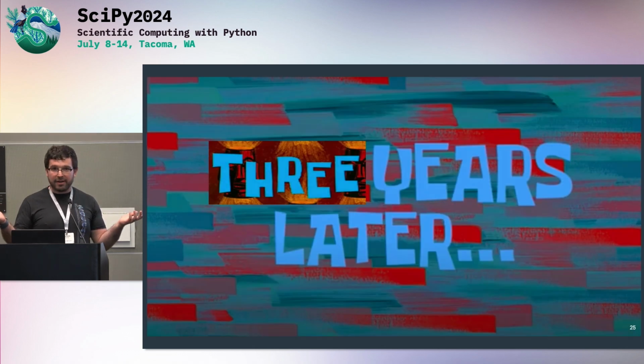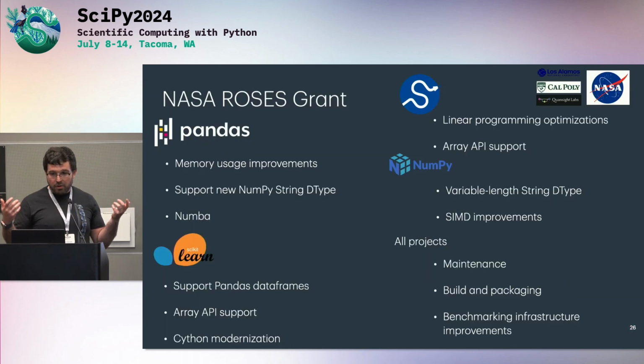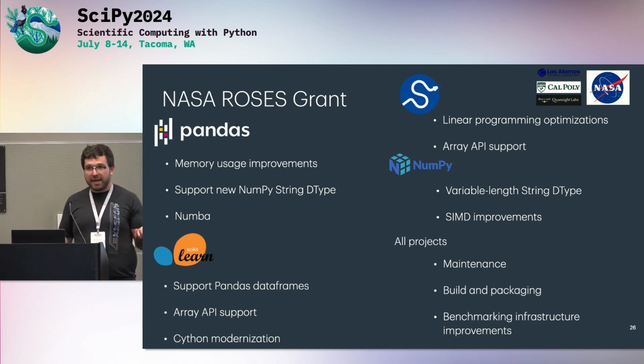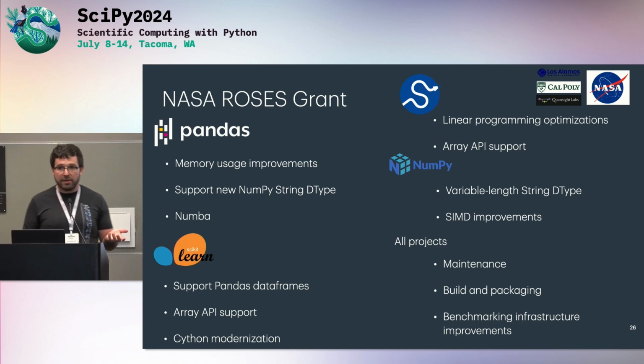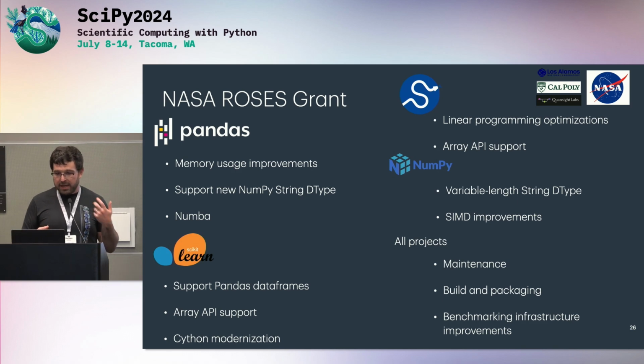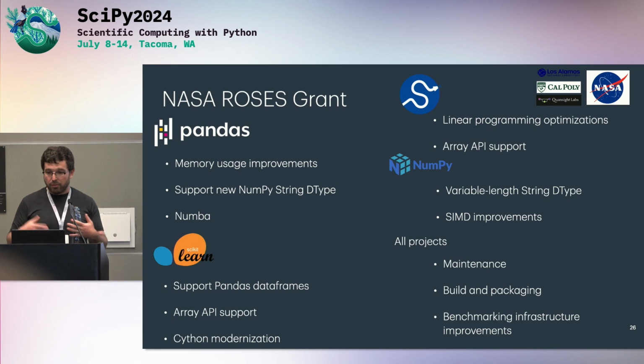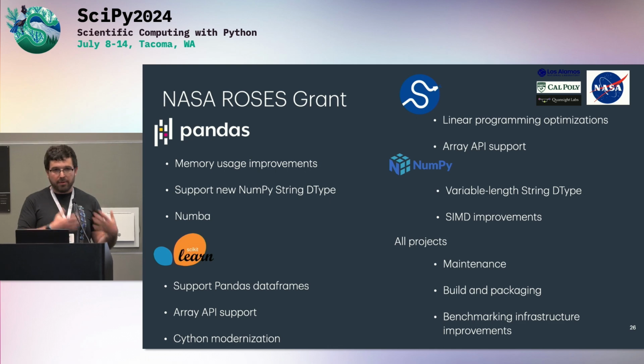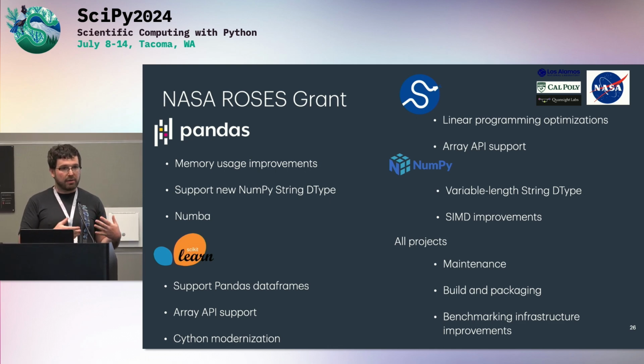So 3 years after that, nothing much happened in the meantime. It's open source. If there's no funding, why would people work on stuff? So a bunch of projects got together. NASA had this funding opportunity, the ROSES grant, and pandas, scikit-learn, SciPy, and NumPy got together and collectively proposed a grant. Quansight Labs was leading it. Cal Poly San Luis Obispo through Matt Haberland was involved, and Los Alamos National Labs through Tyler Reddy was involved as well.